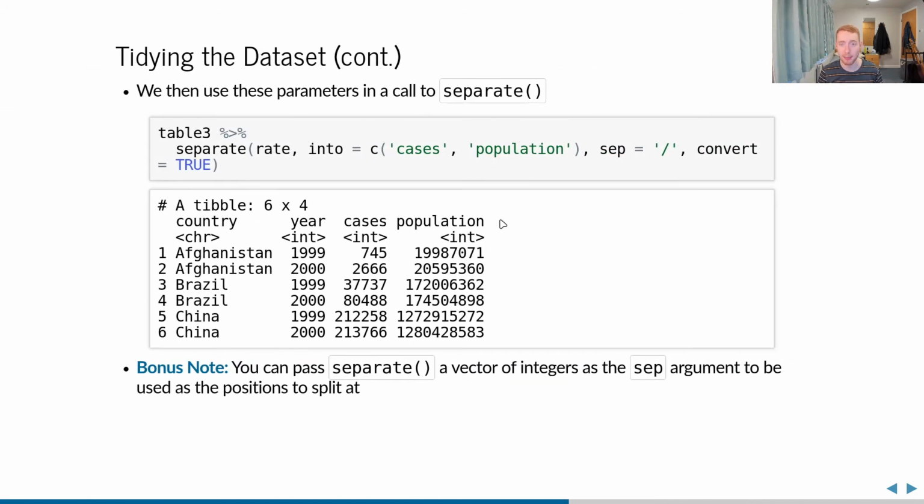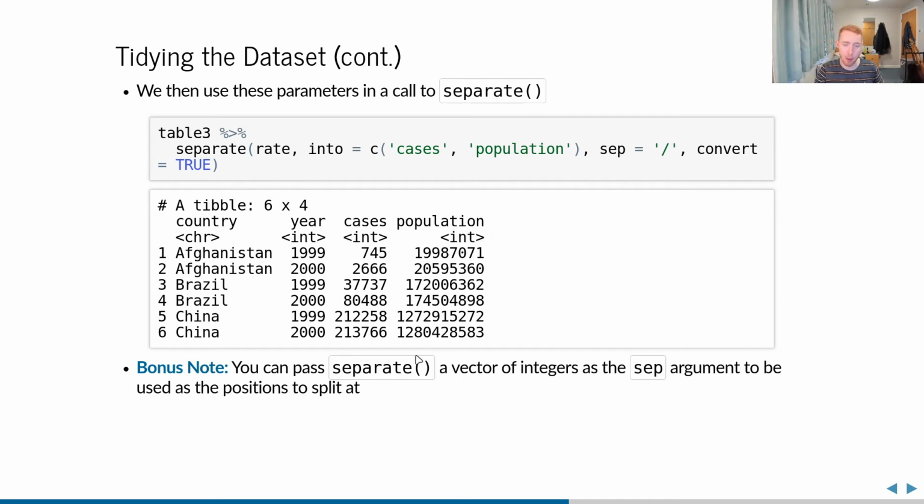Looking at this in practice, we have something like this. So table 3, put it into separate, and then the column we're separating is the rate column. And we can specify into equals and then a character vector giving the names of the new columns we're creating. I manually specify the separator to be a slash and set convert equals to true to turn these into integers, otherwise they would be characters.